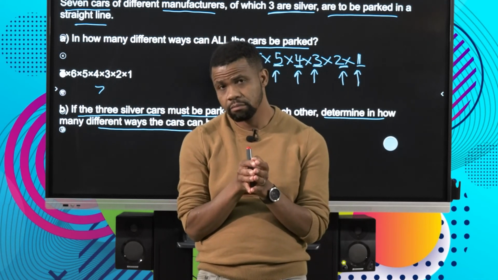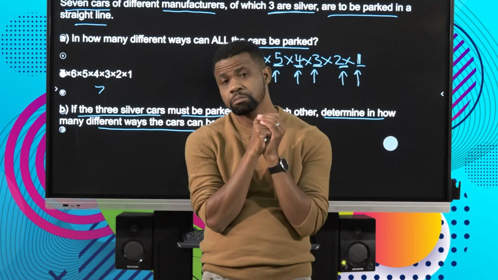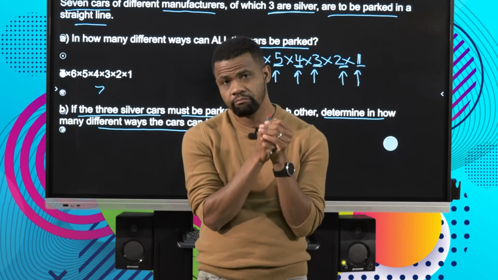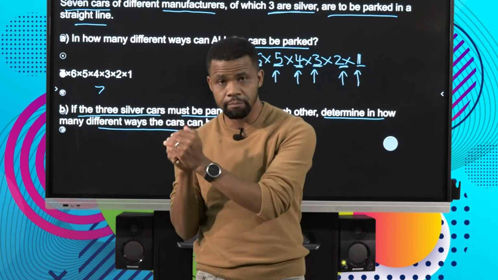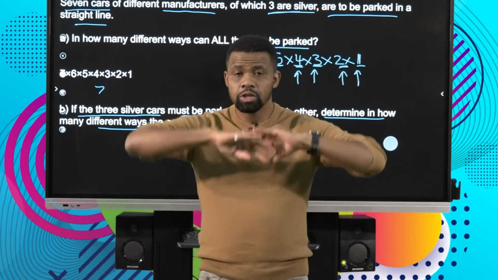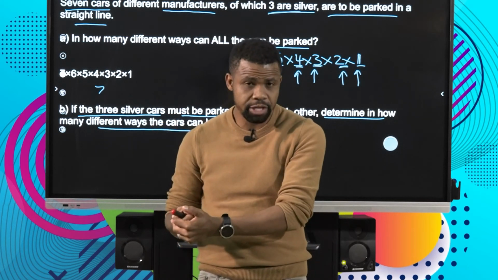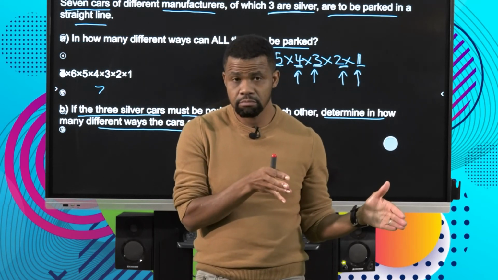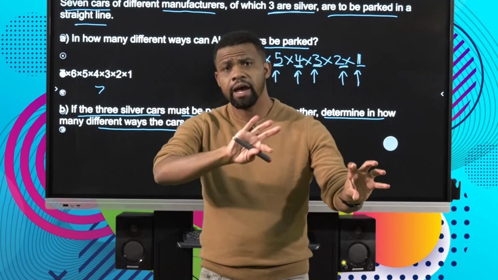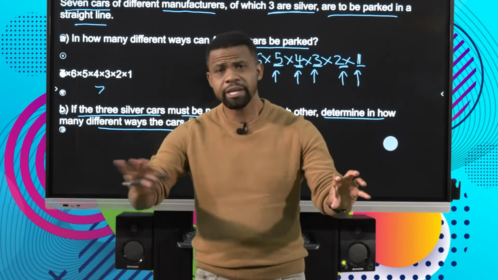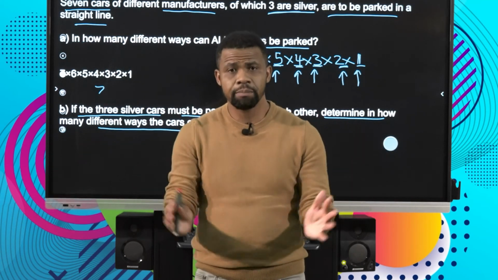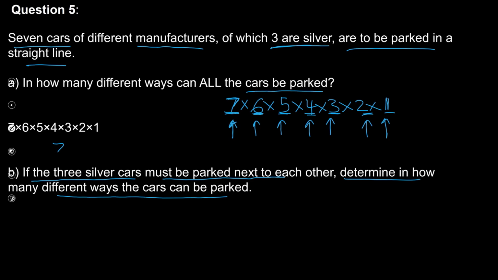We're going to apply the fundamental principle of counting, which states that if I have m ways of doing something and n ways of doing something, then the total ways of doing that will be m times n. Are we together? So we're going to look at how many ways we can park those silver cars, which are 3 silver, and the other cars, which are 4, and how many ways we can park them. Then multiply that. Then that will give us how many different ways the cars can be parked.